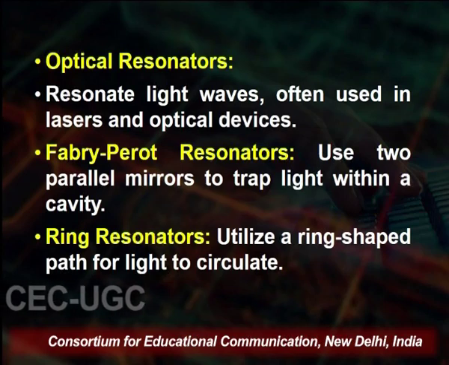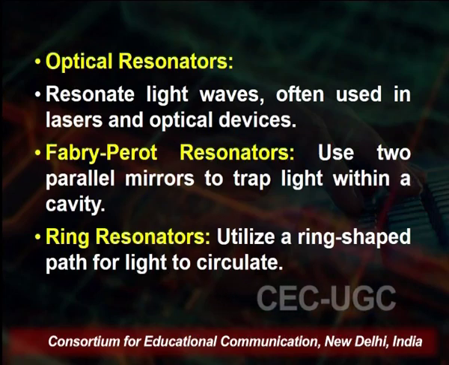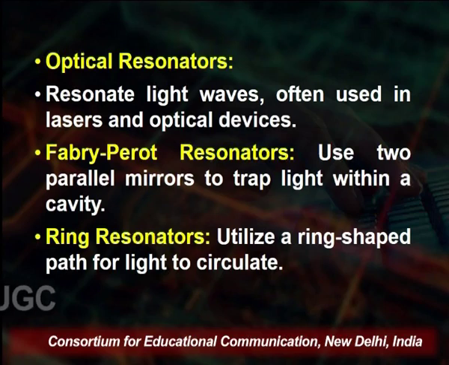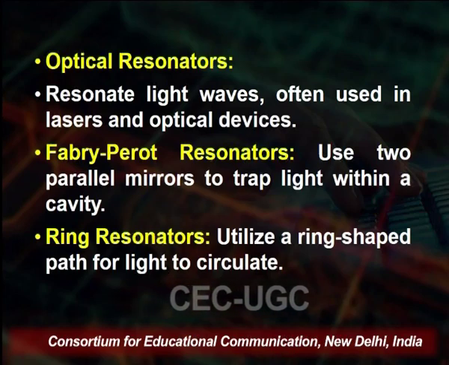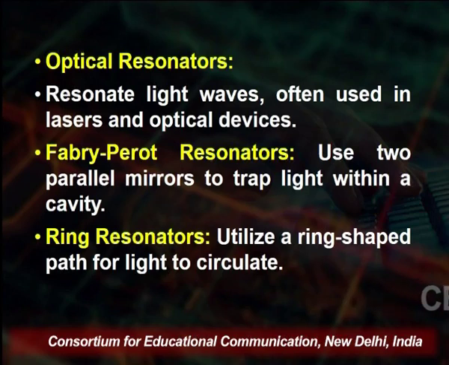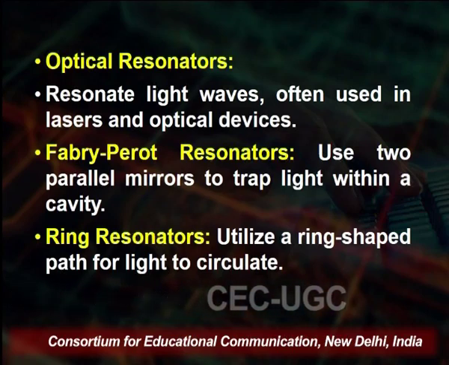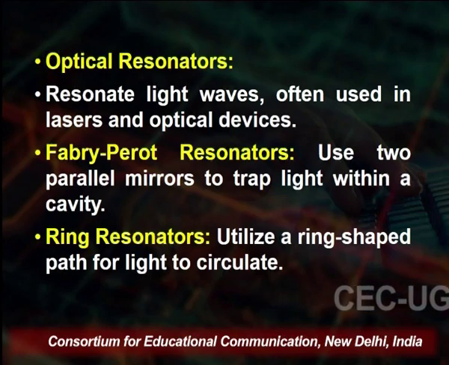Basically it is just used for the amplification of the signal. So we use two parallel mirrors, between which the light wave will travel, and it will amplify the light wave. So this optical resonator is used to resonate the light waves. Another type of optical resonator is the ring resonator, which utilizes a ring-shaped path for the light to circulate.